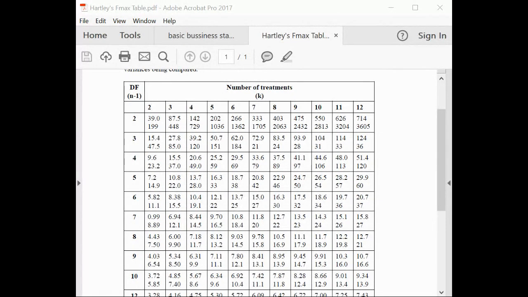The degrees of freedom, it's 7 because n is 8, n minus 1, we got 7. And then the number of treatments, it was 3. And then we go with that row, 3, and 7. When you check the value there, it's 6.94. So why didn't you take the 12.1? Ntako? Why not 12.1?